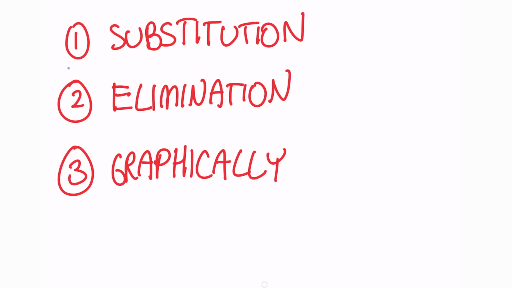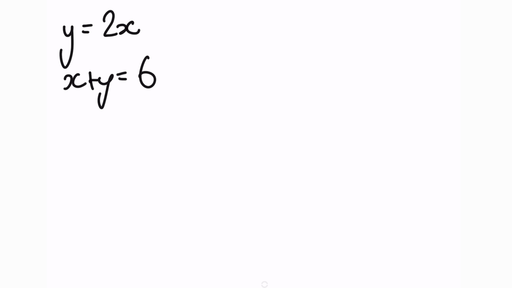So there are three main methods to solving any simultaneous equations. We have substitution, elimination, and the graphical method. Today we'll be looking at substitution. Let's look at our first example. So here we have two different equations which we need to solve simultaneously. Our first step is to always number each equation.